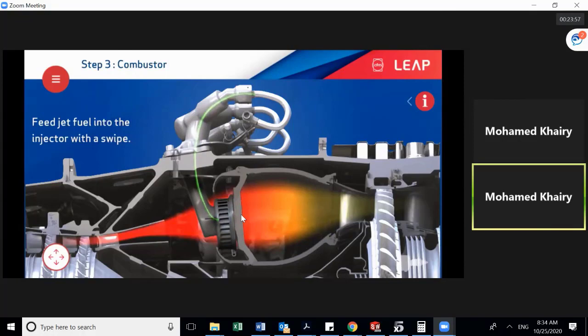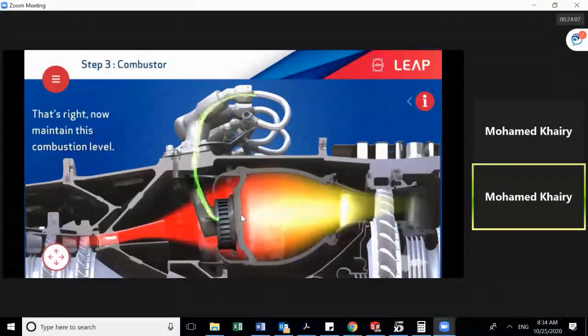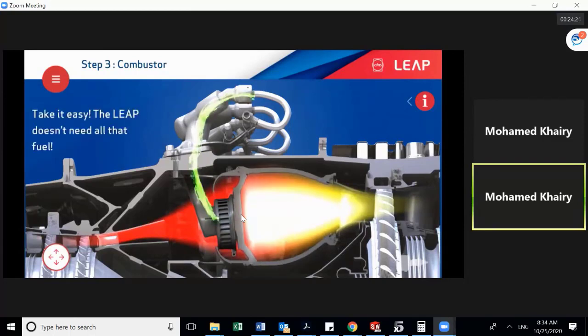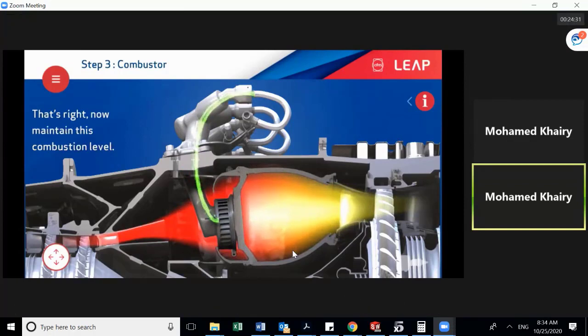So this is what is happening here in the combustion chamber. Now I'm going to increase the level of the fuel. I'm doing this right now by my finger. In the actual situation, as we mentioned, the pilot will use the throttle lever. You can see as I increase the fuel flow, the combustion here is increasing, and this will increase the thrust. This will increase the thrust.